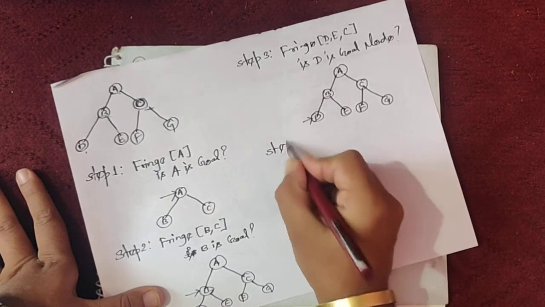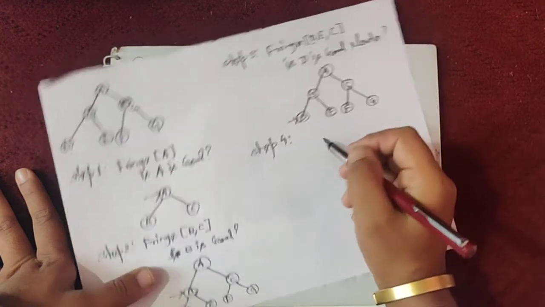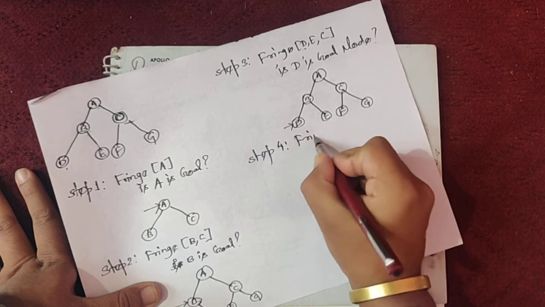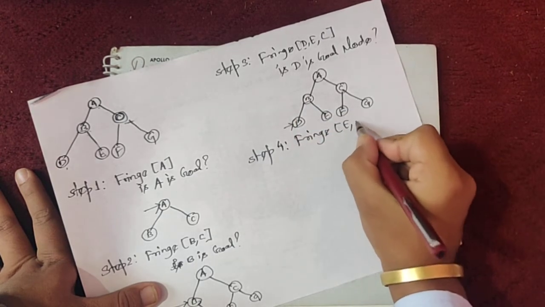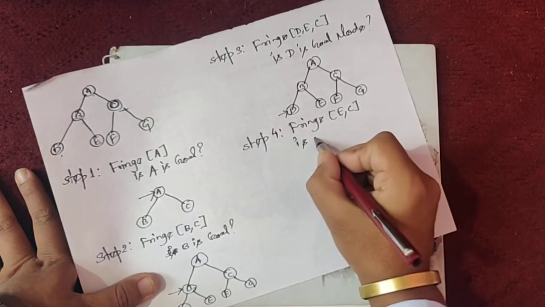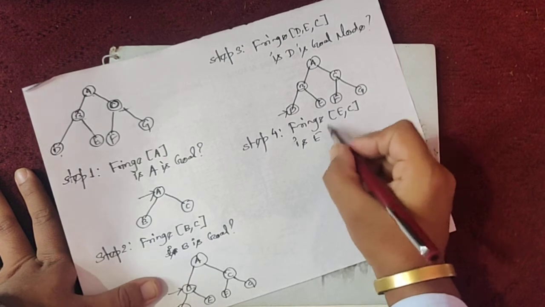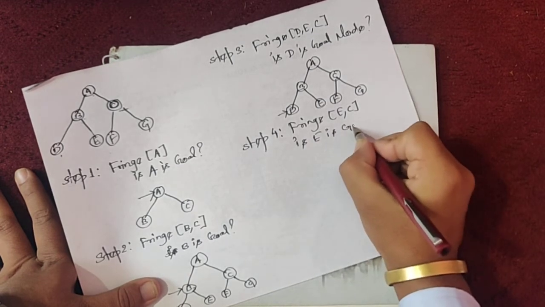Step 3. We are moving to E because D is not a goal node. Okay, so friends, D is popped out, remaining are E and C. And it checks whether E is a goal node.